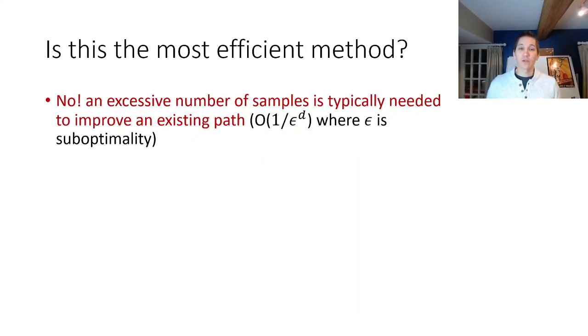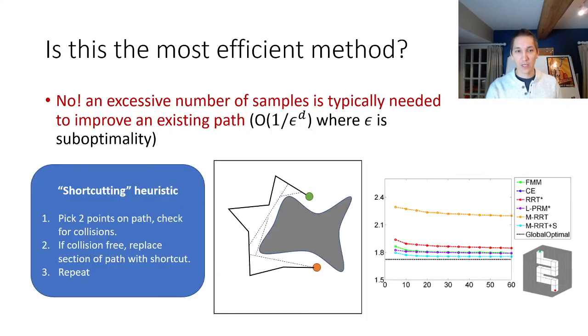But this isn't necessarily the most efficient method, and we typically need an excessive number of samples in order to refine an existing path. It turns out that if you're trying to get within an epsilon suboptimality of the optimal path, you need order 1 over epsilon to the power d samples, which is just as bad as grid search. So one effective heuristic, which has been known for a very long time, is called the shortcutting heuristic. Basically, after you call a PRM or RRT planner, you can just repeatedly pick 2 points on the path and check that for collision. If it's collision-free, then replace it. If not, we just sample another couple of points. You do this for a few hundred iterations, and it tends to reduce the most egregious jerks in that trajectory.